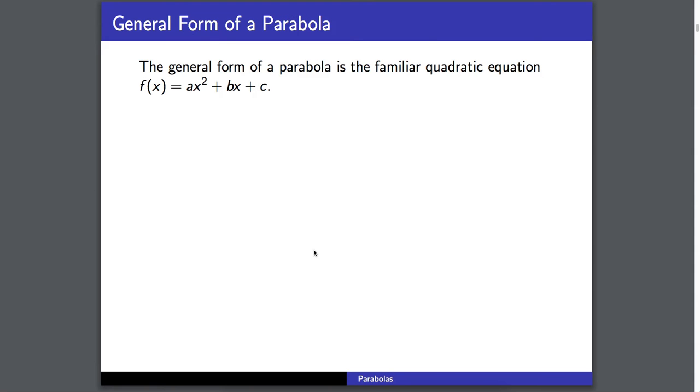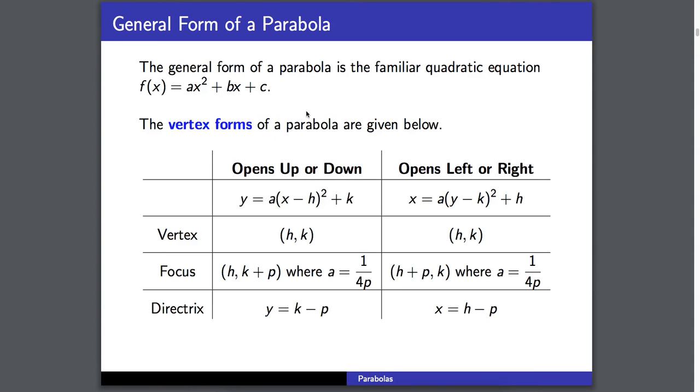So our general form of a parabola is our familiar quadratic equation, f of x equals ax squared plus bx plus c. And we have what are known as vertex forms of parabolas as well. So I want to start by focusing on this first column here, where our parabola is going to open up or down. And when we talked about quadratic expressions, we mentioned this vertex form, a times x minus h in parentheses squared plus k, where our vertex is the point h and k.